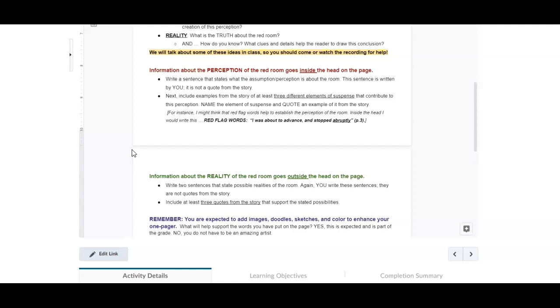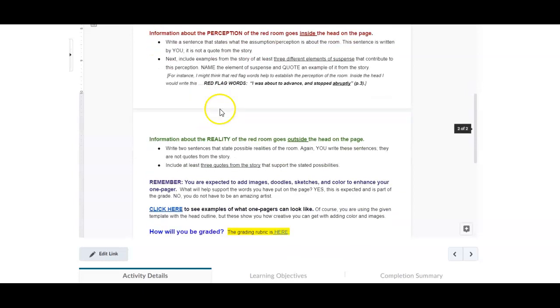Information about the reality of the Red Room goes outside of the head on the page. So, two sentences that state possible realities of the room. Again, you write these sentences. These are not quotes from the story. Then you need to include at least three quotes from the story that support the stated possibilities.